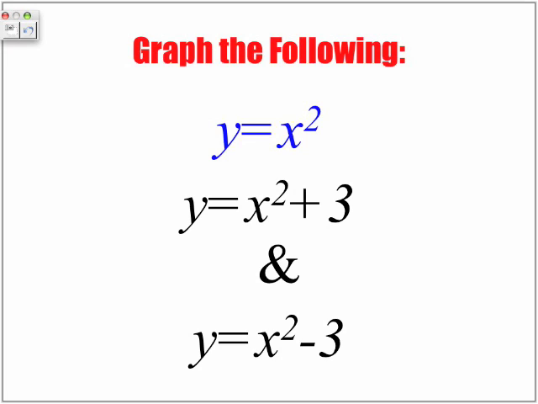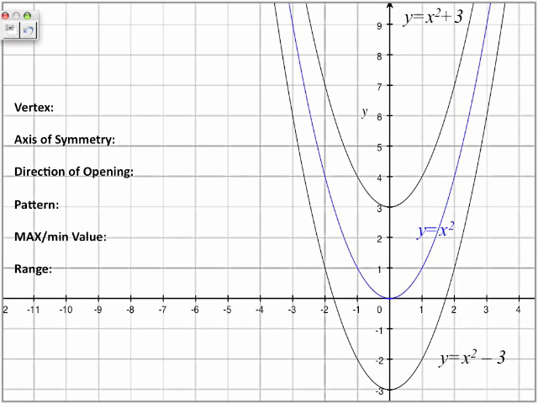Equal to x squared, y is equal to x squared plus 3, and y is equal to x squared minus 3. Here is what you should have gotten. Keep in mind, y is equal to x squared plus 3 represents this parabola here. Here in blue, y is equal to x squared. That is our main parabola. And lastly, here at the bottom, y is equal to x squared minus 3 is represented by the following.